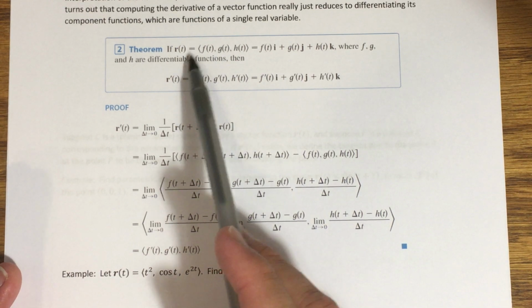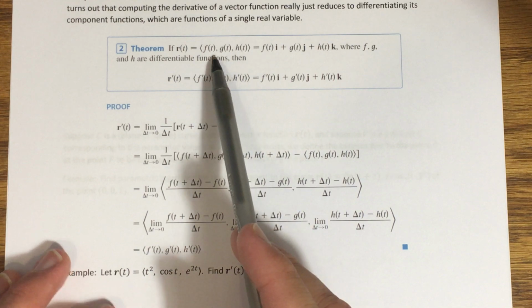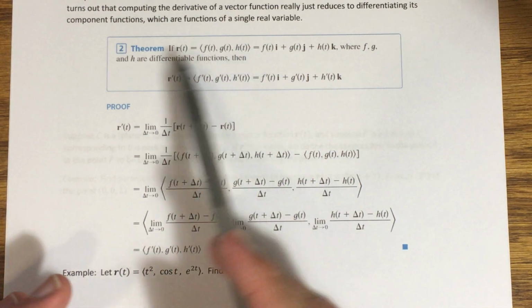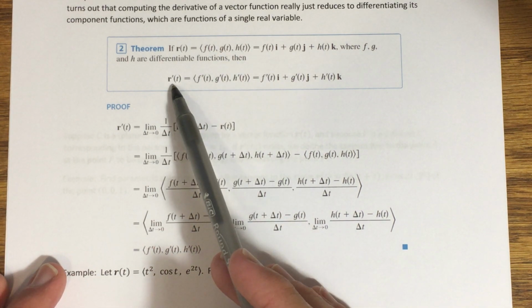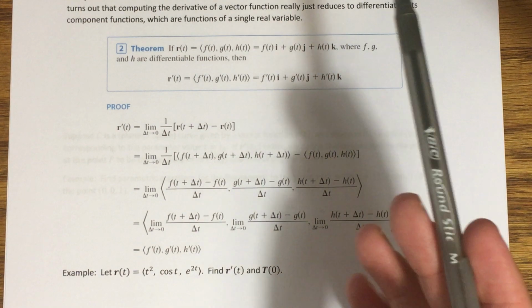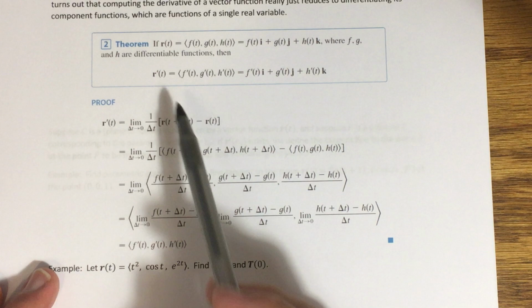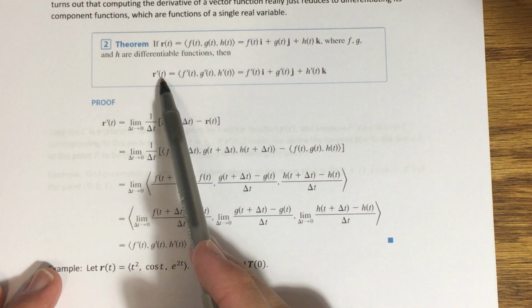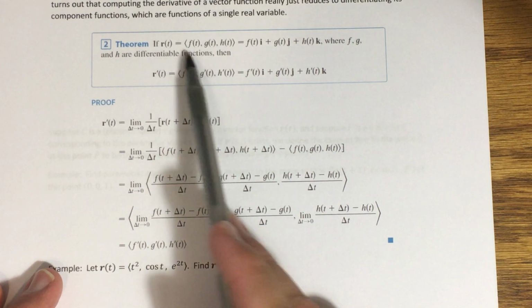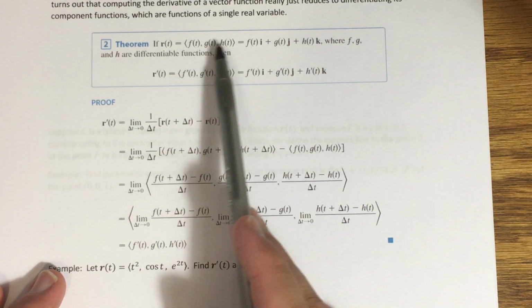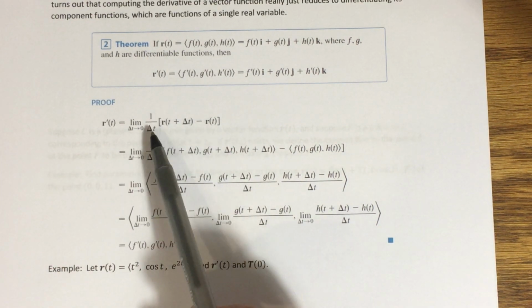If you have a vector function, in this case a function in 3 space, but this applies to 2 space or n space or anything like that, then the derivative of that vector function, assuming it is differentiable, which means assuming the limit in the definition on that previous page exists, then finding that derivative is just a matter of differentiating each of the individual component functions. So if r of t is equal to f, g, h, then r prime is equal to f prime, g prime, h prime. And the proof of that is right here.